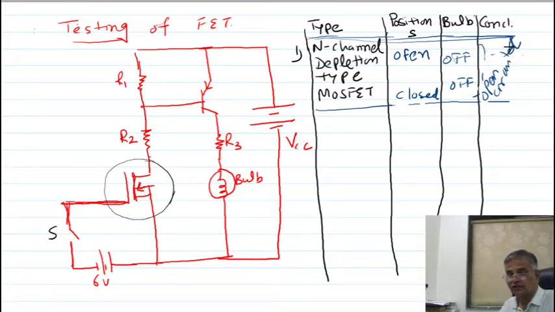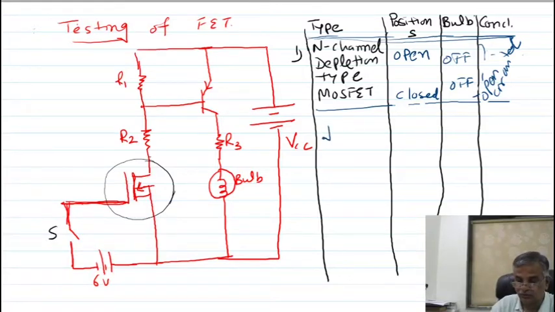So clear cut conclusion, remember, when switch is open, bulb is on, and when switch is closed, bulb will be off, then the N channel MOSFET is working. If both the times, switch on and off, the bulb is off or remains on, it means MOSFET is not working.